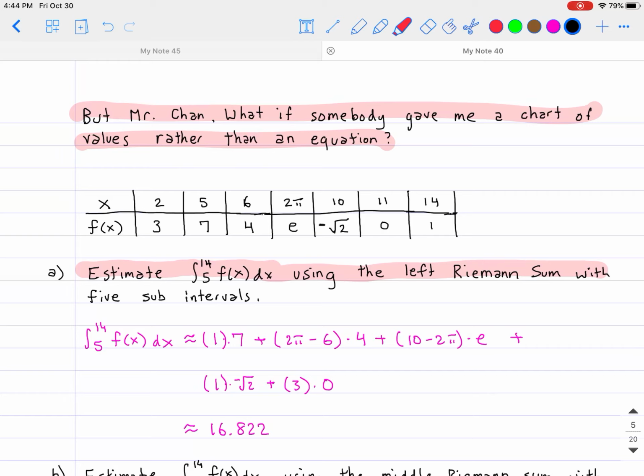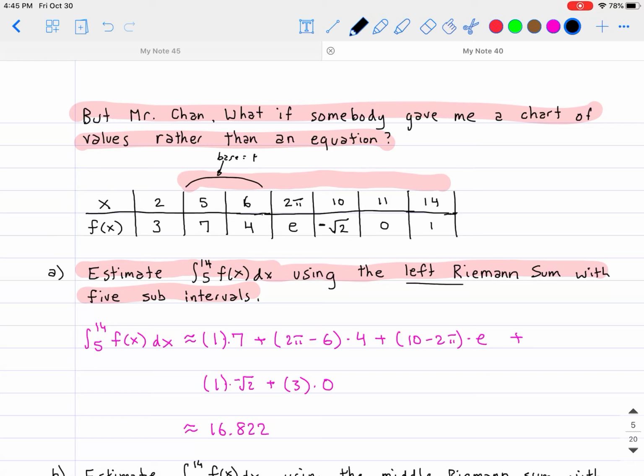Here is an example of the problem. With the chart that's given over here, what I want to do is estimate the area under the curve from 5 to 14 of f of x dx using the left-hand sum with 5 subintervals. So in this chart, I want to know the area under the curve from 5 all the way to 14. Keep in mind we're using the left-hand rule, and the idea is still the same thing. We're going to make partitions.